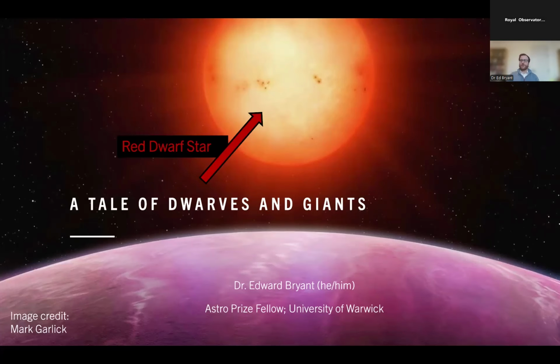So red dwarfs or M dwarf stars. These are very small stars that are between half the size of the sun all the way down to only a tenth or 20% the size of the sun. So these are very, very small red stars.